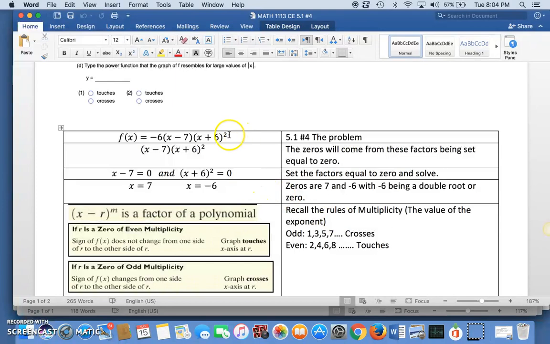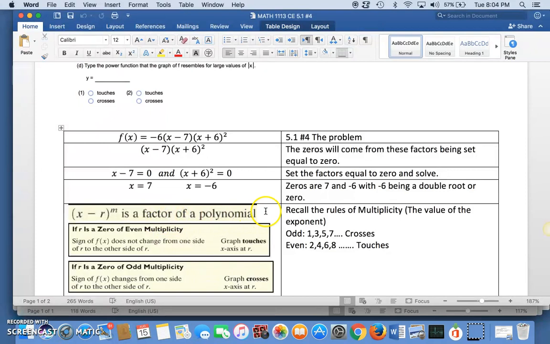This is your original problem. You're looking at this part right here. These non-constant factors here will turn into zeros. So you would have a 0 at x equals 7 and x equals -6. Of course, -6 becomes a double 0.